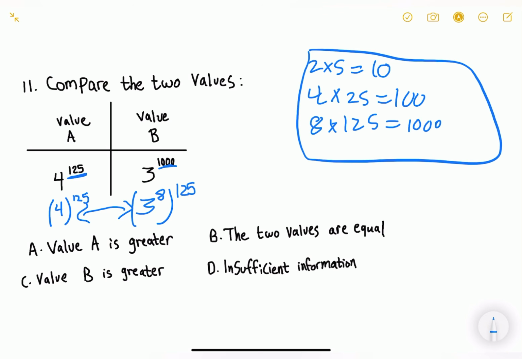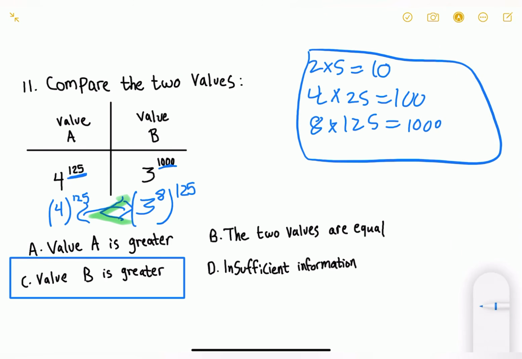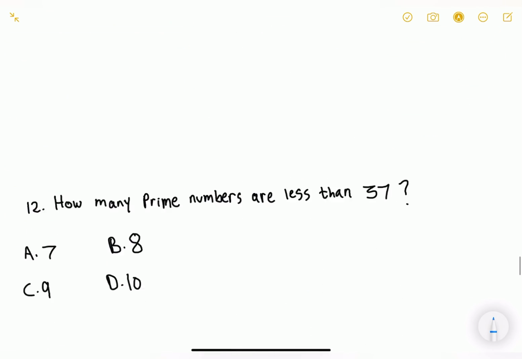And now we automatically know that powering 3 by 8 and then powering it again by 125 is going to give you a much greater value than value A. So now we automatically know that the answer is C because value B is greater than value A. This is greater than. Maybe I should change the color. Greater than. Okay. Let's move on to question number 12.